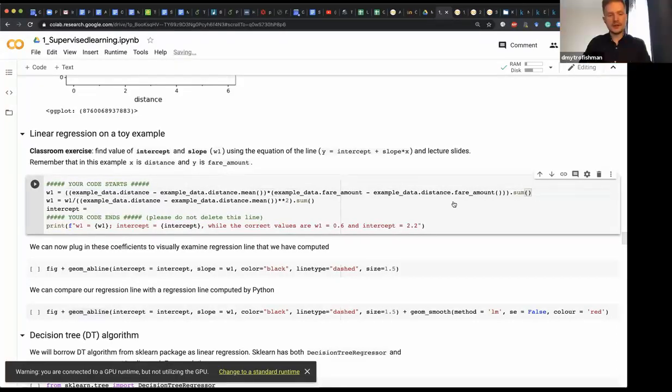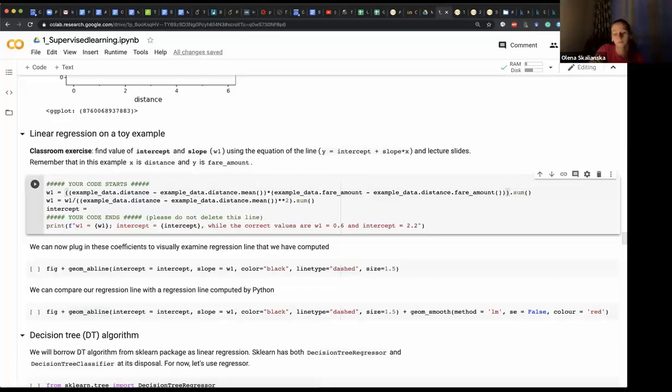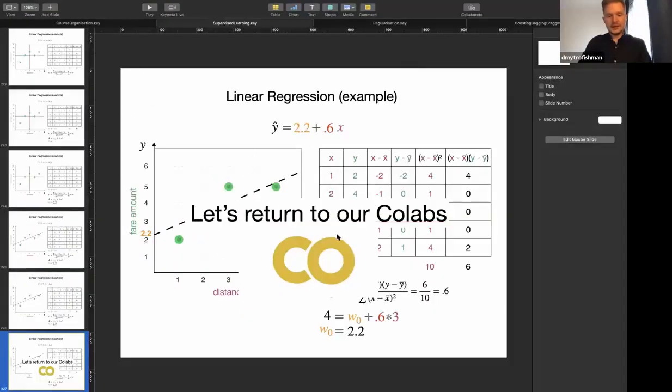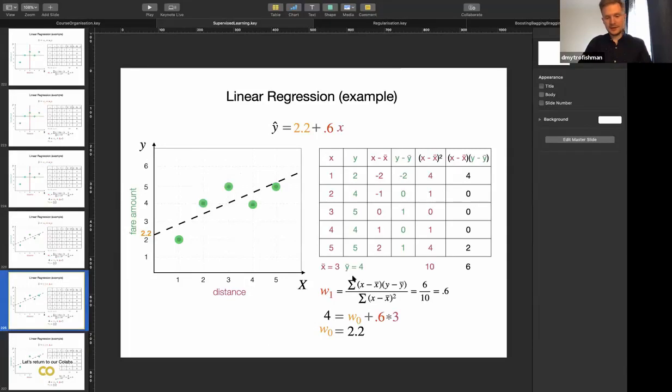But in the lecture slides, does it show the sum? Let me show you the lecture slides. This symbol here is a sum, right? This symbol here is a sum as well. So we need to sum both of these parts before we divide one by another.